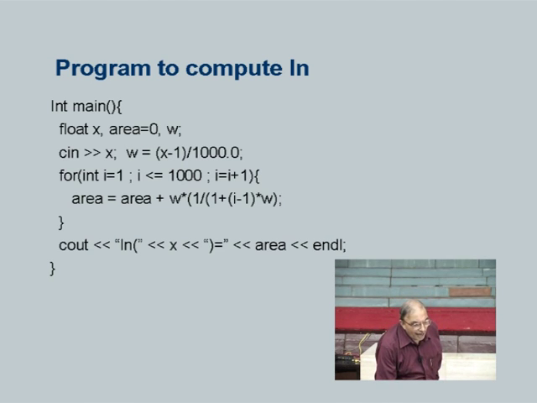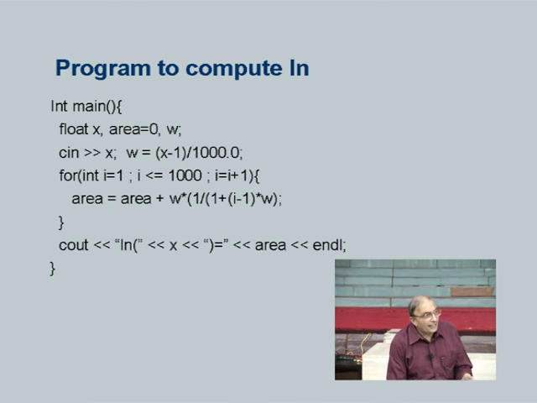Since W is known, I now set up a loop because I have to sum up 1,000 rectangle areas. I run the loop, or iterative thing, for I equal to 1 to 1,000 in steps of 1. By the way, that is the most simplistic meaning of this instruction. Do the repetitive action starting with I equal to 1 in steps of 1, that is 1, 2, 3, 4, 5, right up to 1,000. When you finish 1,000, get out.